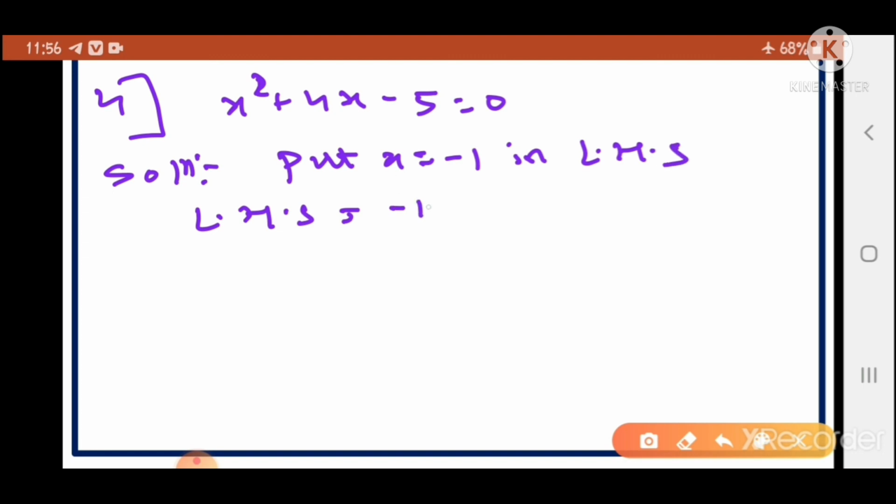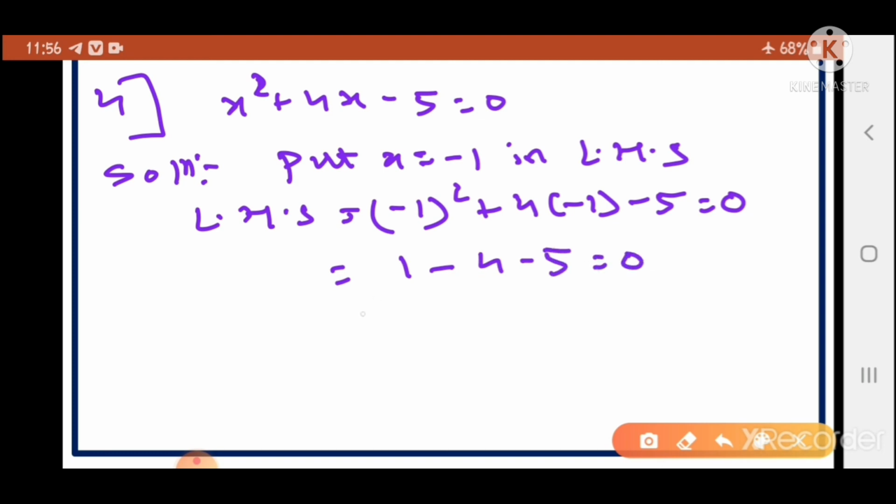So what I will get, -1 the whole square plus 4 into -1 minus 5 equal to 0. जहाँ पे भी x दिख रहा है आपको you have to put the value of -1 there. So what is a -1 the whole square? -1 into -1 becomes +1. Minus plus becomes minus. 4 ones are 4 minus 5 equal to 0. So -4 minus 5 becomes a -9. -9 plus 1 becomes -8. So here LHS is not equal to RHS.